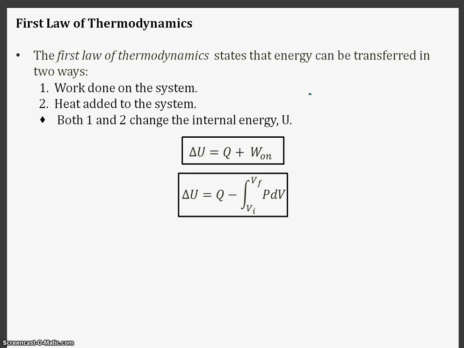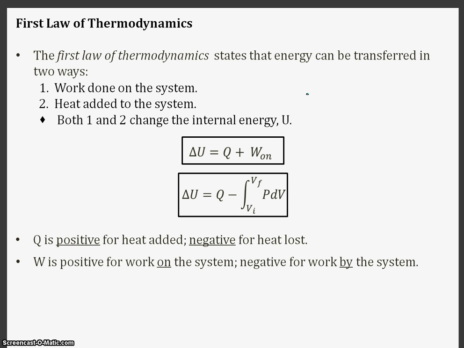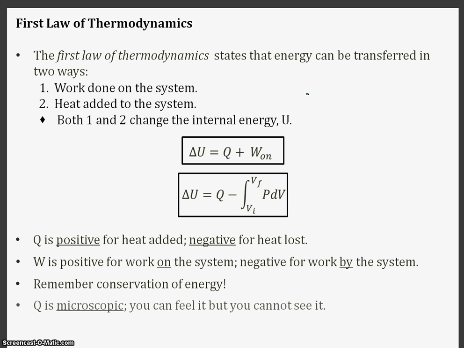Okay, so again, keeping the signs straight, Q is positive for heat added and negative for heat lost. Okay. Work is positive for work on the system and negative for work done by the system. So when you're doing work on the system, when you're having a compression, then it's positive. When you're having an expansion, then work is negative. The work is done by the system, and so W on would be negative. And basically the gas loses energy. Okay. So remember, this is conservation of energy.